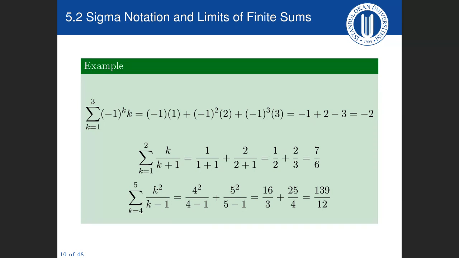The first 5 examples I've given have all started with k equal to 1, but we don't have to start at 1. We can start anywhere we want. Let's suppose we want to start with k equal to 4, and we're going to finish with k equal to 5. If our formula is k squared over k minus 1, first we do 4, so 4 squared over 4 minus 1. Then we increase to 5, 5 squared over 5 minus 1, and then we stop. And I'll leave it for you to check that that's 139 over 12.